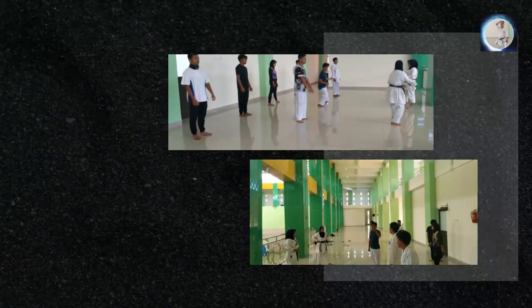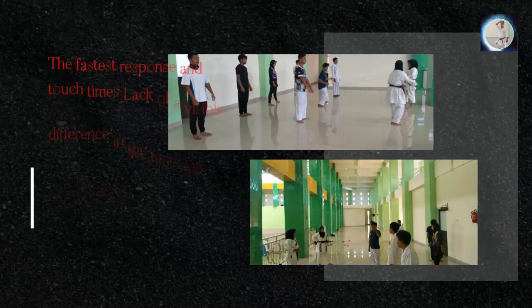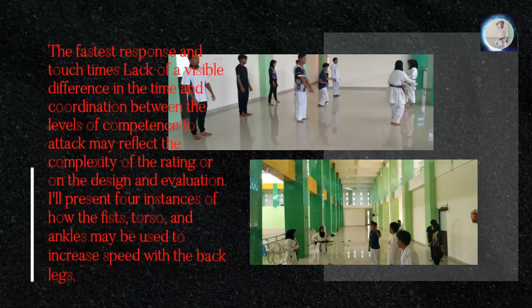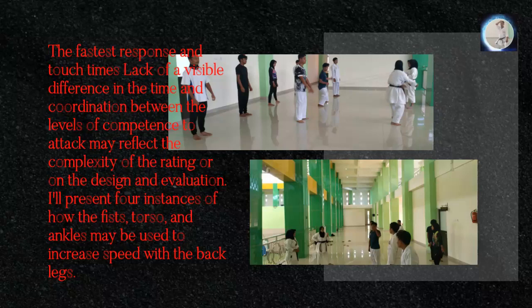The fastest response and touch times, and the lack of a visible difference in the time and coordination between the levels of competence to attack, may reflect the complexity of the rating or the design and evaluation. I'll present 4 instances of how the fists, torso, and ankles may be used to increase speed with the back legs.